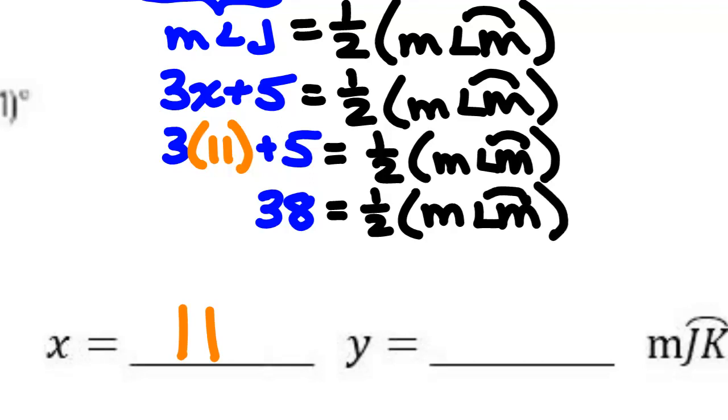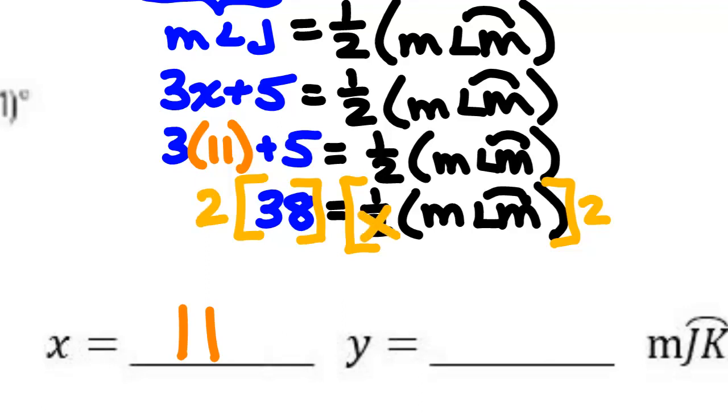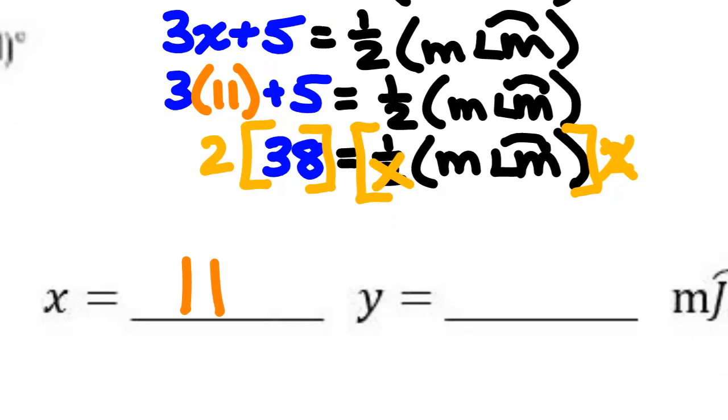How do I get rid of that 1/2? Multiply both sides by 2. Multiplication gets rid of fractions. If you do it to one side, you have to do it to the other. My denominator cancels out with that 2. What is 38 times 2? So 76 degrees is the measurement of arc LM.